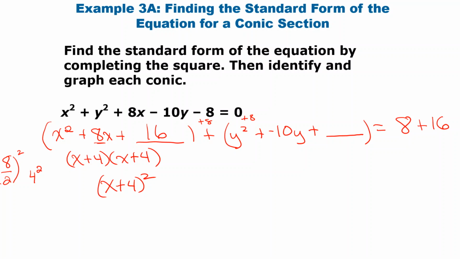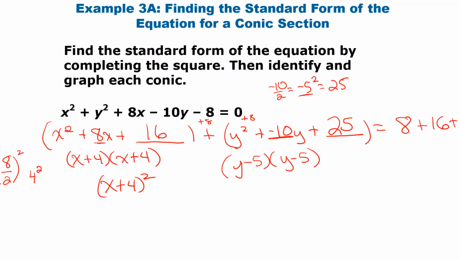All right, let's complete the square with the y's. So again, we're going to take my negative 10, divide it by 2 equals negative 5. Negative 5 squared equals 25. So I'm going to add 25 here, and if I add 25 on this side, I have to add 25 onto the other side. So now, two numbers that multiply together to get 25 and add to get negative 10 are negative 5 and negative 5. So here we have y minus 5 times y minus 5, or y minus 5 squared.